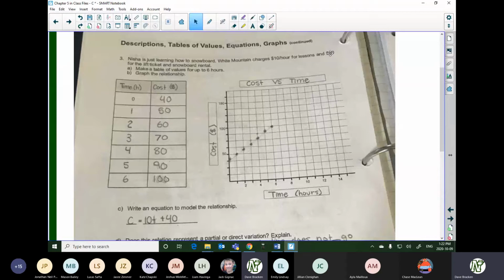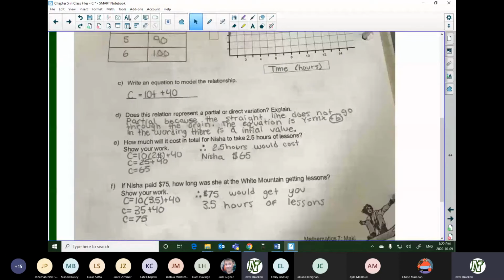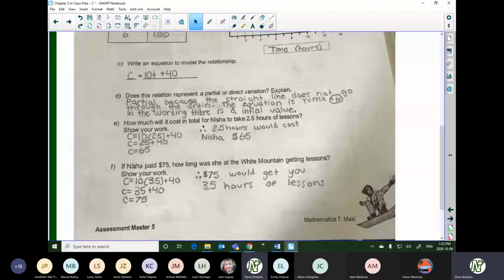40 up front. Every time we take a lesson, $10 more on top. Graph. Equation is awesome. I love the T and the C. Okay, and here, partial, 2.5 hours would cost $65. Plug it into your equation. And then also, Nisha paid $75. How long would it take? This person did a trial and error, which is fine.